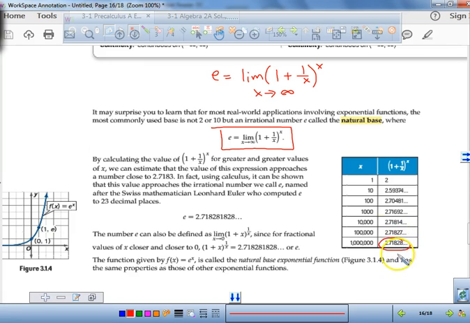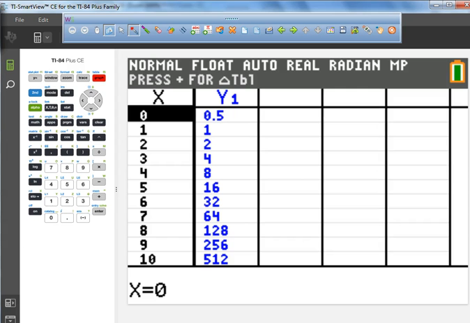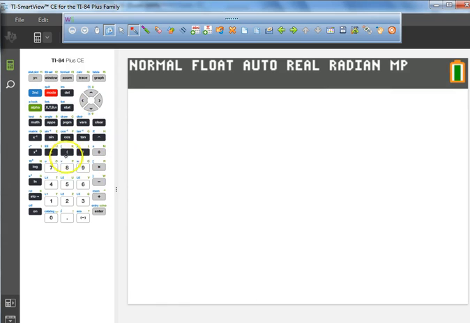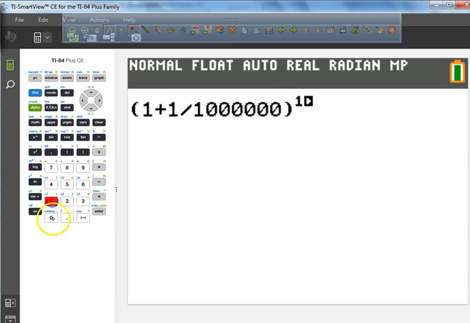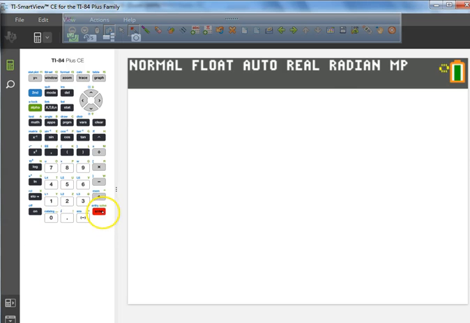It's an irrational number. So we'll do it in our graphing calculator right now. Okay? So let's go to our graphing calculator. I'm going to open parentheses, 1 plus 1 divided by, let's do a million, and I'm going to raise that to the power of a million. Press enter.